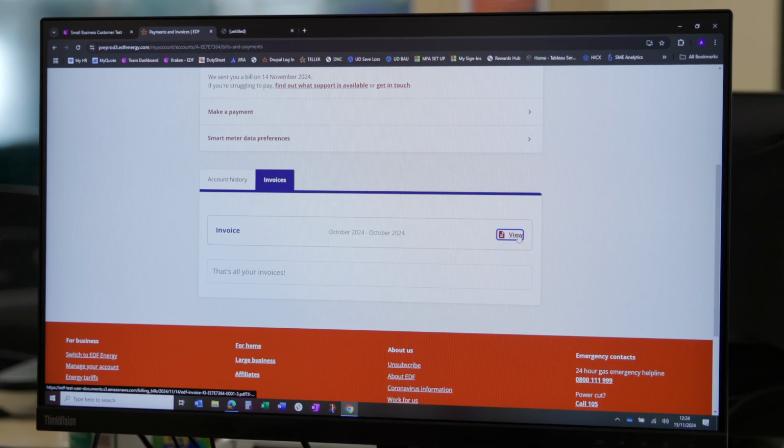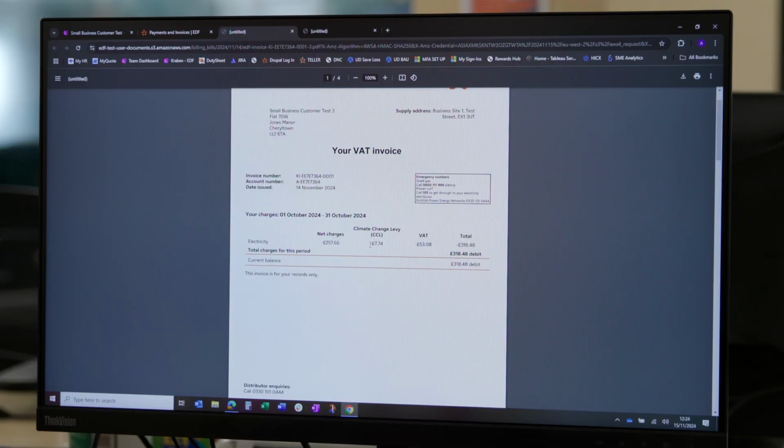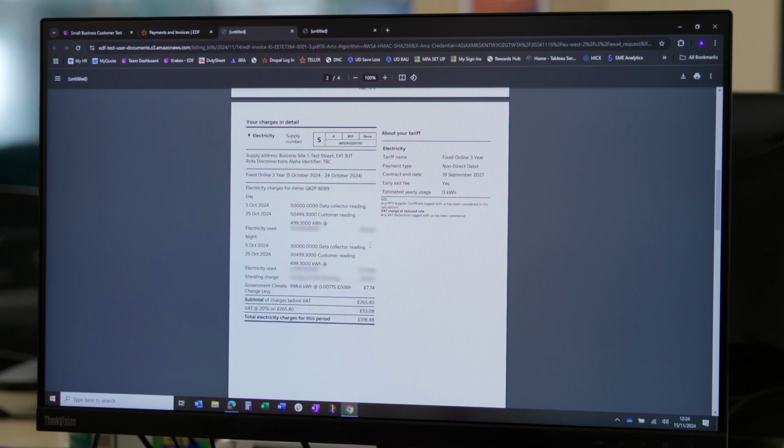On your invoices, there's actually a couple of places you can look. You can normally see it all on the second page. It gives you a breakdown of each charge.